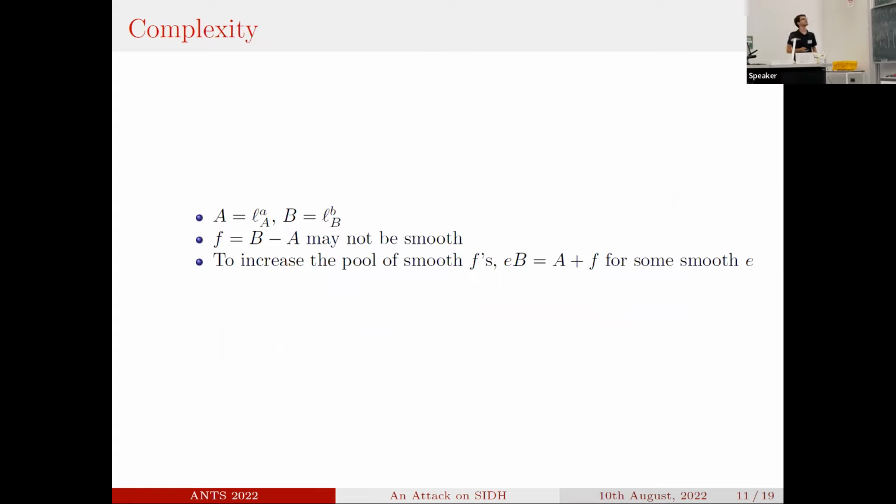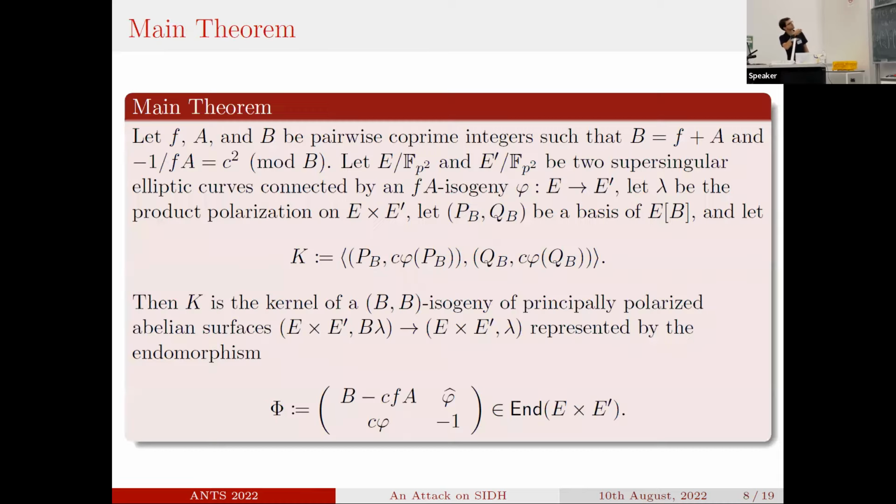Okay, so now let's move on to our actual complexity. Rather than focusing on 2 generic coprime integers A and B, we assume that, because that's the interesting case for SIDH, A is equal to a power of a prime LA, and the same holds for B. And we can actually notice that F might not be smooth. So why do we need F to be smooth? Because when we compute, well, when we compute the, where is the image?